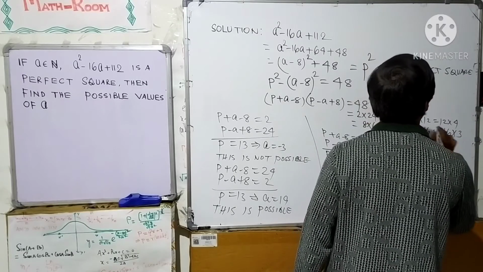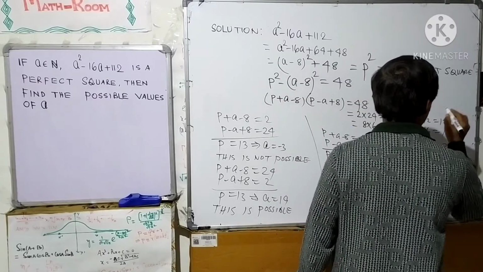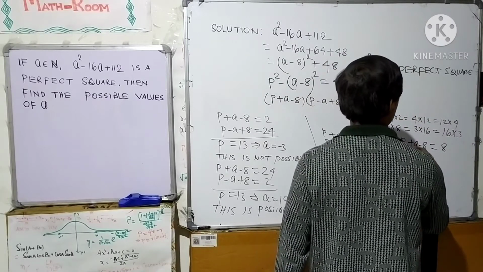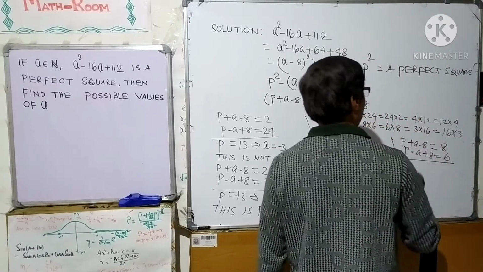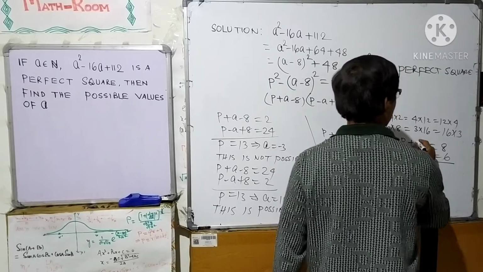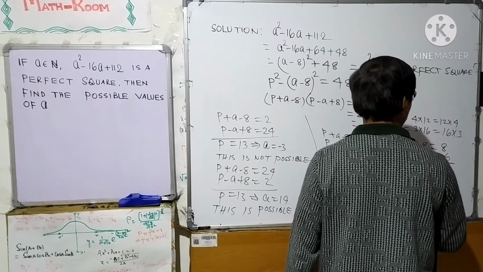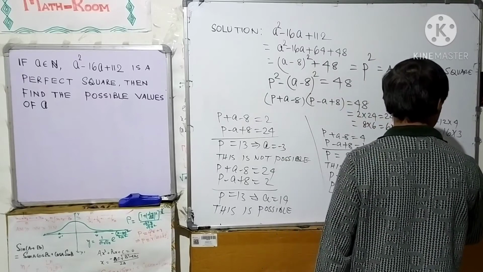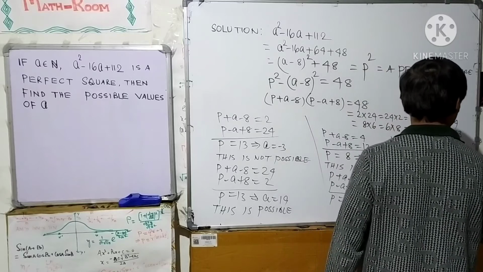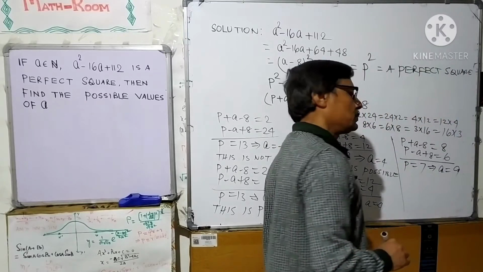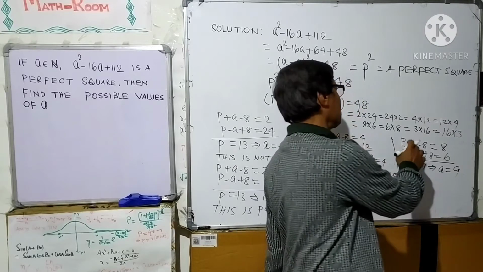Now, if we choose p plus a minus 8 equal to 8 and p minus a plus 8 equal to 6, and solve these two equations, we get p equal to 7, and this implies a equal to 9. This is possible because a equal to 9 is a natural number.